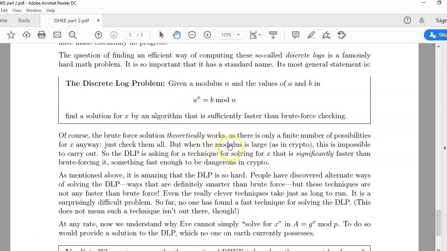But when the modulus is large, like it is in crypto, that's impossible to do, right? And that's why we have this clause here. You don't want to find some way that does it. You want to find a way that does it that is faster than just brute forcing it, right? So the discrete log problem is asking for a technique for solving for x that is significantly faster than brute forcing it, something that's fast enough to actually be dangerous in cryptography.